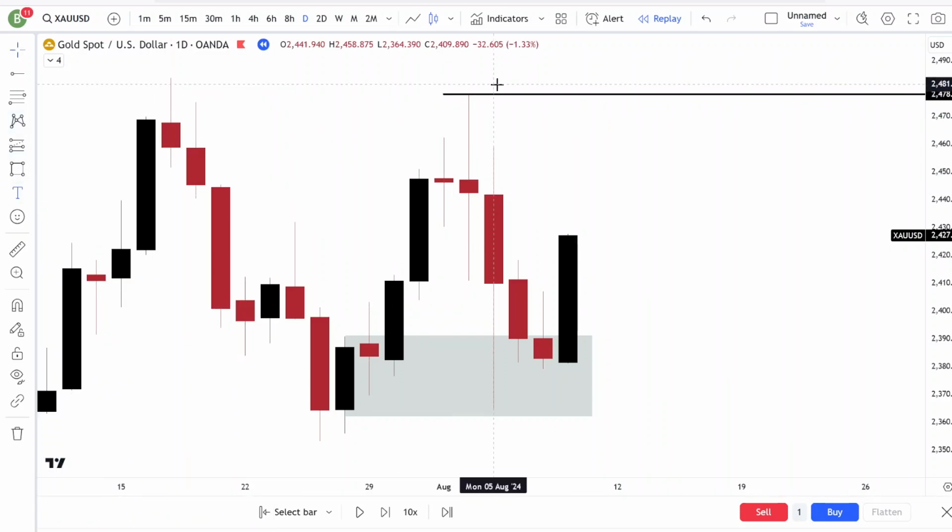So let's say price is attracted to this level. This is the level of liquidity, and this level will act as a magnet. So price wants to be pulled to this level right here.